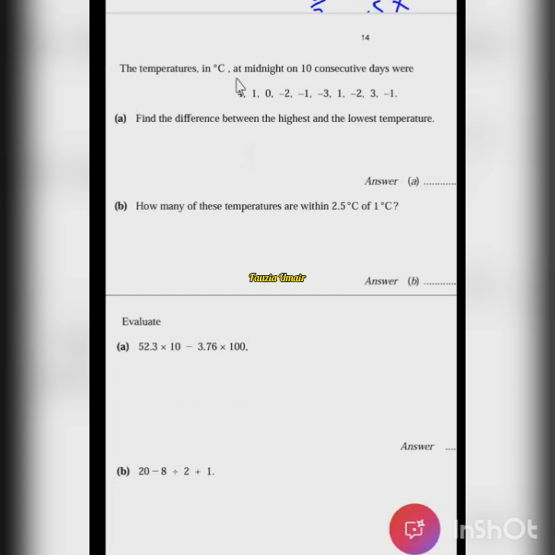Again, a question of difference. The temperatures in Celsius at midnight on 10 consecutive days were given to you. So the first question is you need to find the difference between the highest and the lowest temperatures. So what is the highest temperature? 4. What is the lowest temperature? Minus 3. All right. So now that makes sense.